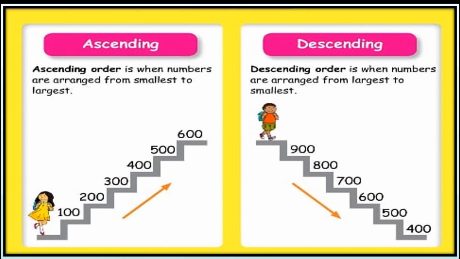Ascending and descending order. Ascending means going up from the smallest to the biggest number, and descending means coming down from the biggest to the smallest number. So in ascending order, we arrange the numbers from smallest to largest, and in descending order, we arrange the numbers from biggest to smallest.